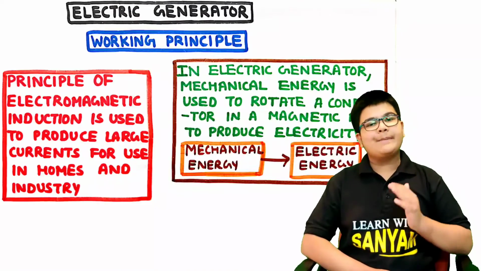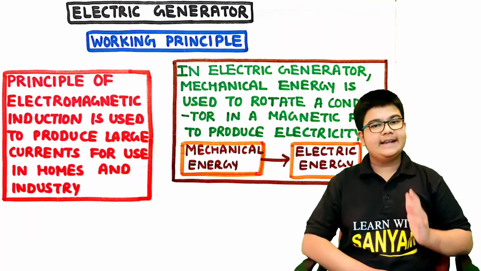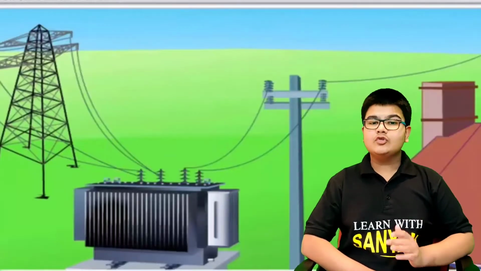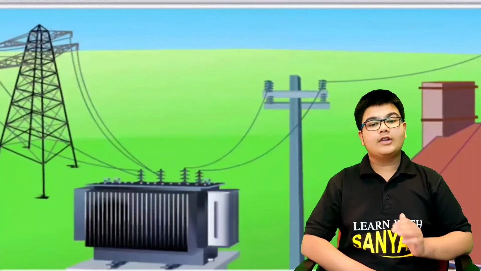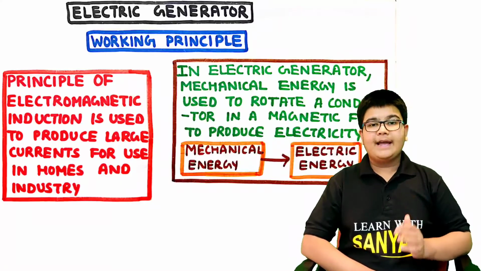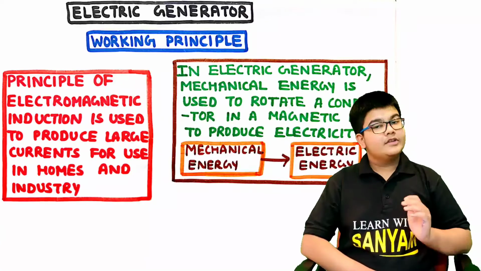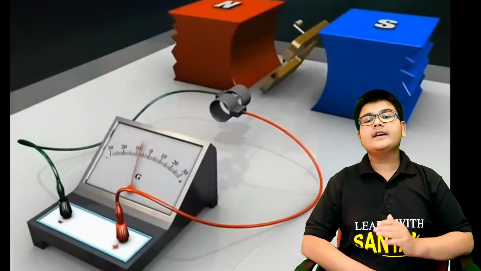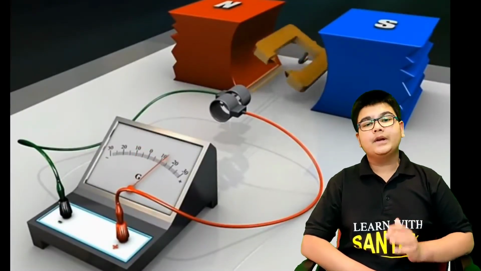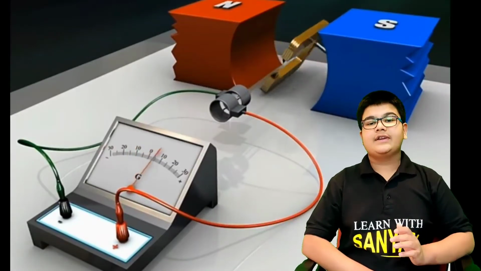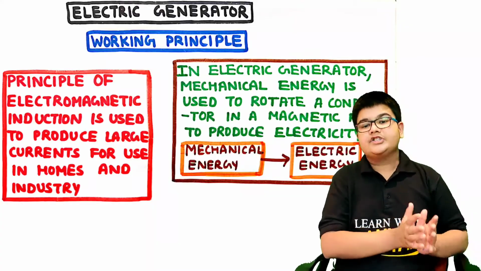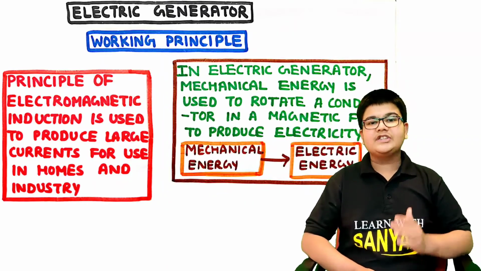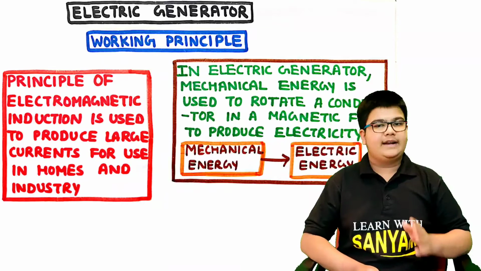Now let's see a practical usage of electromagnetic induction. The principle of electromagnetic induction is used to produce large currents for use in homes and industry by electric generators. In an electric generator, mechanical energy is used to rotate a conductor in a magnetic field to produce electricity. So electric generators convert mechanical energy into electrical energy. And you can see that electric generators are just the opposite of electric motors.